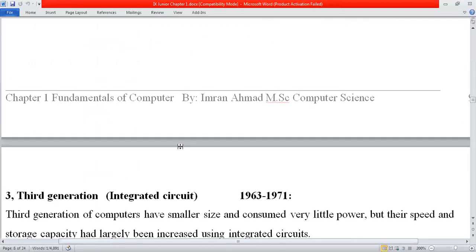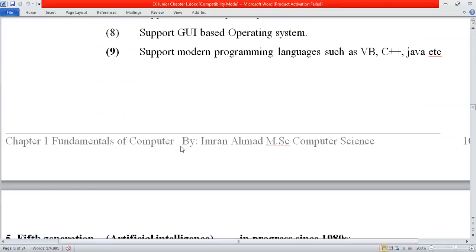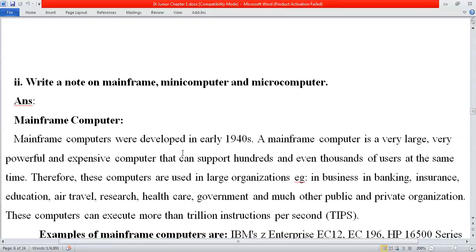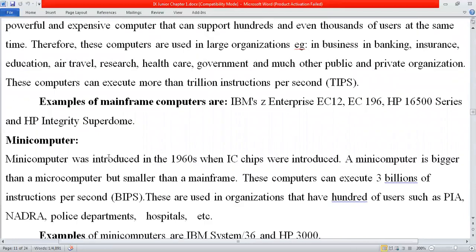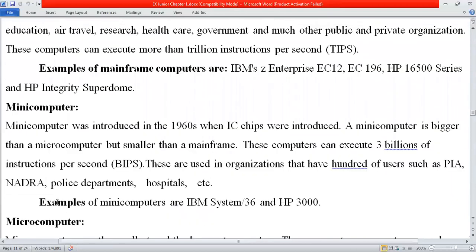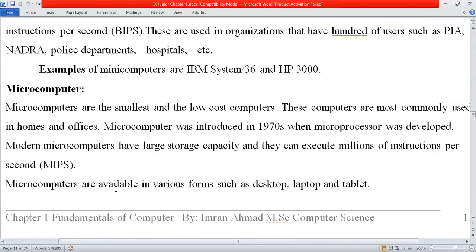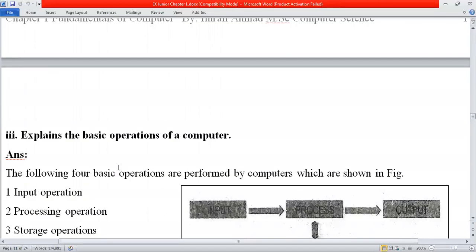Next was a long question: write a note on the mainframe, mini computer and microcomputer. We discussed all of these computers. I gave you examples of mainframe computers, then mini computers, then microcomputers. Microcomputer means those computers which we are using at our homes, means digital computers. So your laptop is a microcomputer.